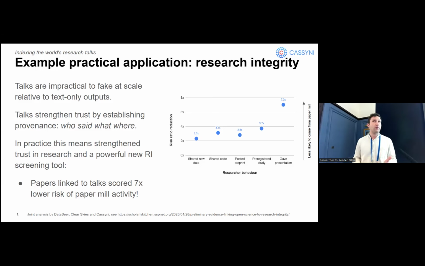And then also we looked at whether or not they had given a presentation about their work using the Cassyni dataset. And then for each one of those activities, we could see if there was a reduction in the risk of that particular paper being associated with paper mill. And of all those activities, the one that spoke most strongly to the robustness of that research was giving a talk. You can see here on the chart that those articles with research presentations had a 7 times lower risk score of being associated with a paper mill.